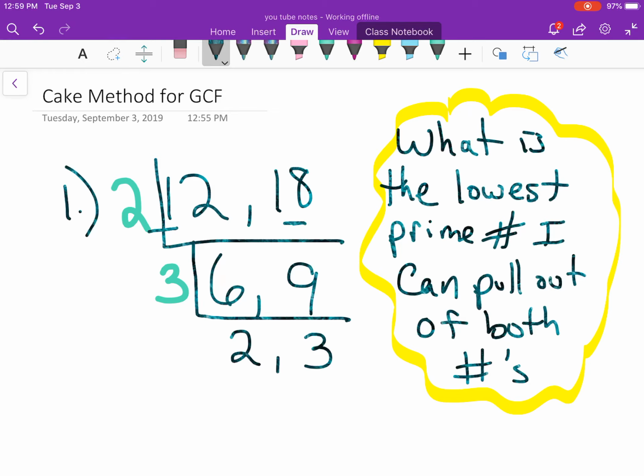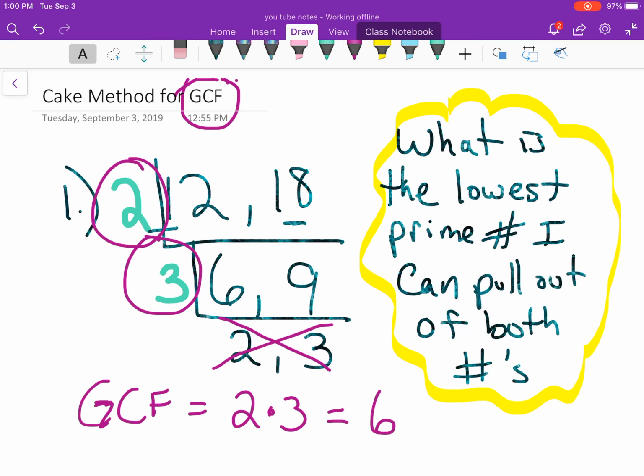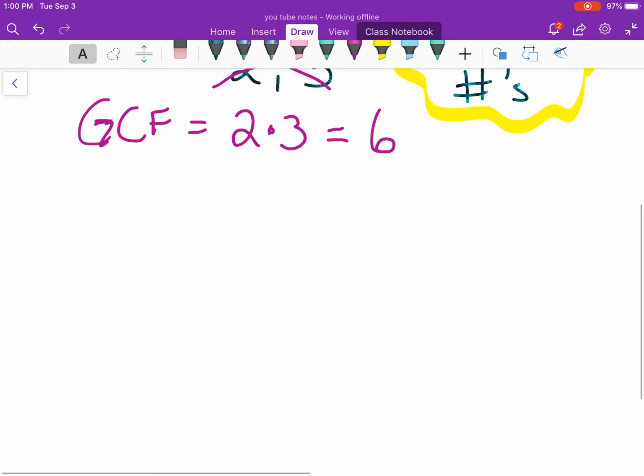Now, is there a prime number that I can pull out of 2 and 3? Your answer is no. There is no other number other than 1 that 2 and 3 have in common. And so I've taught the students to just simply X that out, because we're working on greatest common factor right now. So for greatest common factor, we're going to X that out. And this 2 and this 3 will be my GCF. So my GCF is equal to 2 times 3, which is 6. And that's how you solve the greatest common factor. So the answer to this problem is 6.